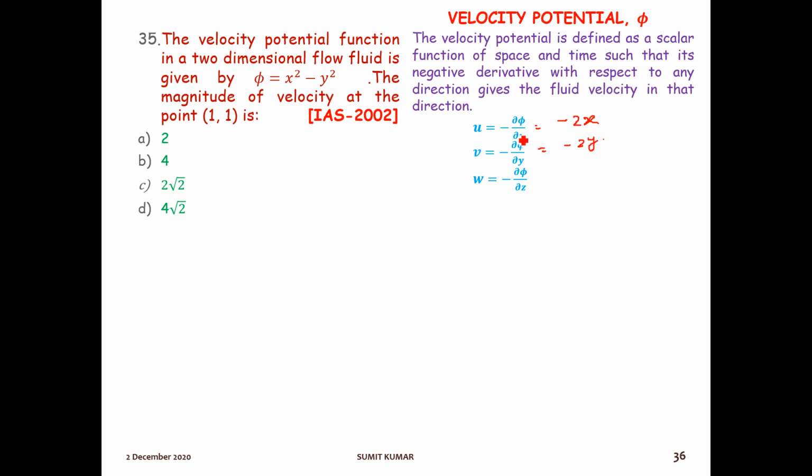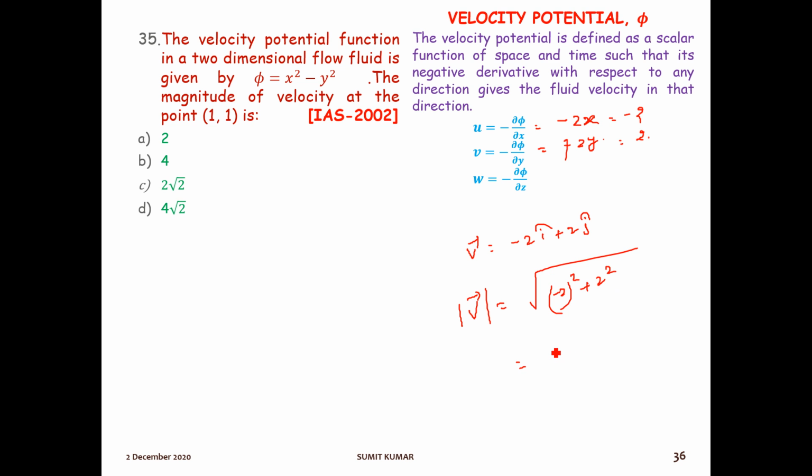Correct. u is minus d phi by dx. So the derivative of phi with respect to x is 2x. And v is minus del phi by del y. So del phi by del y is minus 2y, so it will become minus minus plus, plus 2y. So the velocity at point 1, 1: here it will be minus 2, and here it will be plus 2. So we can write this velocity vector as minus 2i plus 2j, and the magnitude of this velocity vector will be root over minus 2 square plus 2 square.